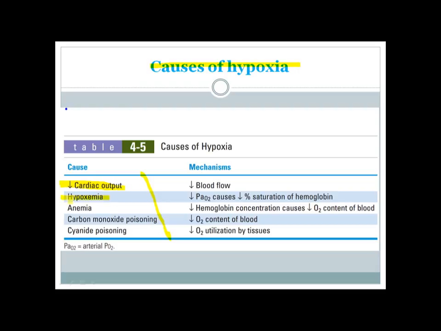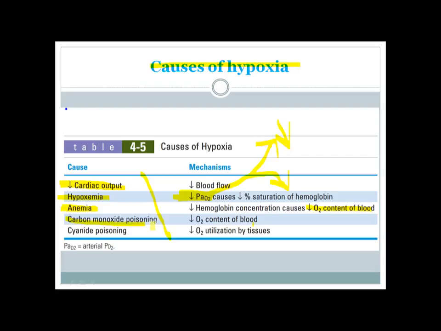In case of hypoxemia, there is a reduction in partial pressure of oxygen. As there is a reduction in arterial partial pressure of oxygen, it will lead to decreased saturation of hemoglobin, and also a reduction in dissolved oxygen level. Anemia: in case of anemia, you have a decreased level of hemoglobin, and hemoglobin level is one of the most important determinants of the oxygen carrying capacity of blood. So as the oxygen carrying capacity of the blood decreases, the oxygen content of the blood also decreases.